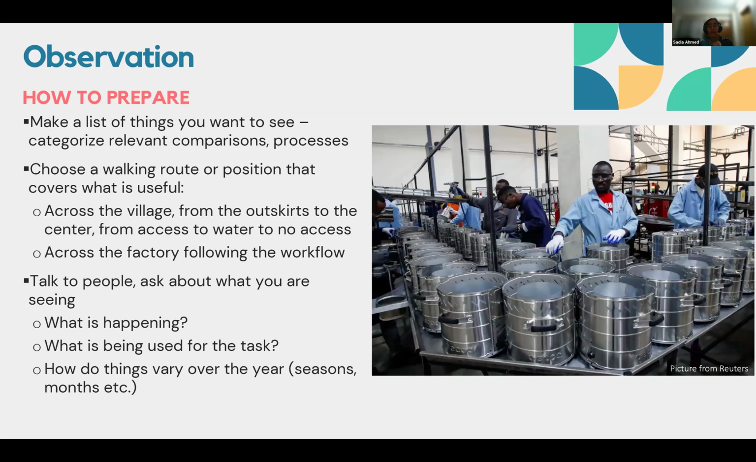So the steps to prepare for an observation are what the program did. They made a list of things they wanted to see, such as raw material, supply, inventory, storage, production steps, and then how they send the products out. They chose a walking route, which is they decided to follow the workflow within the factory.